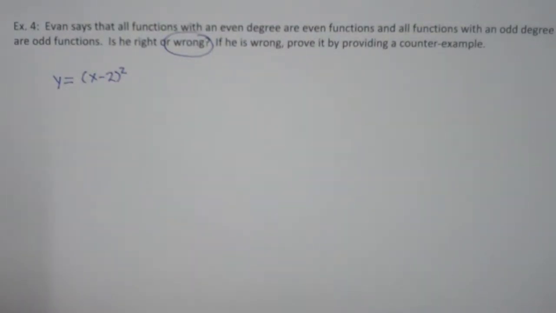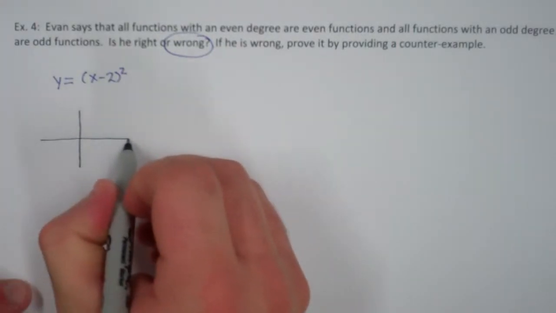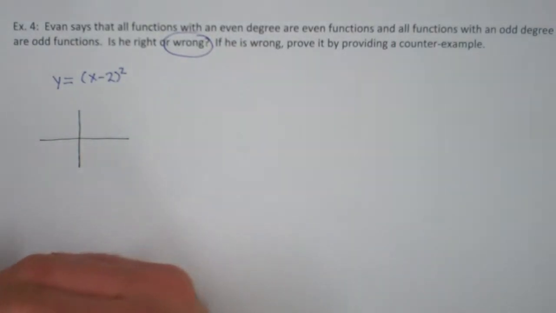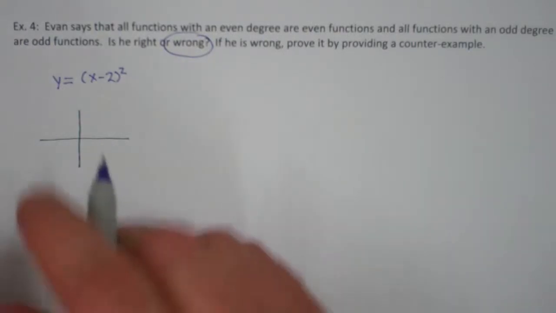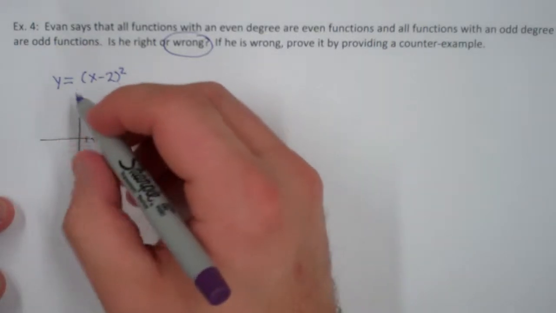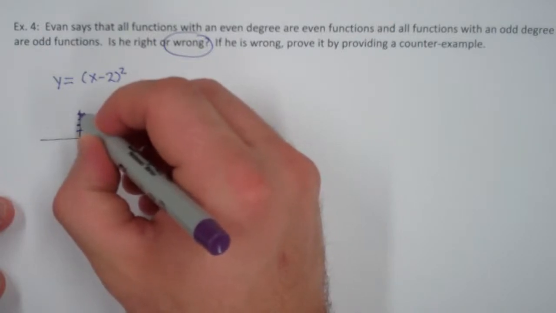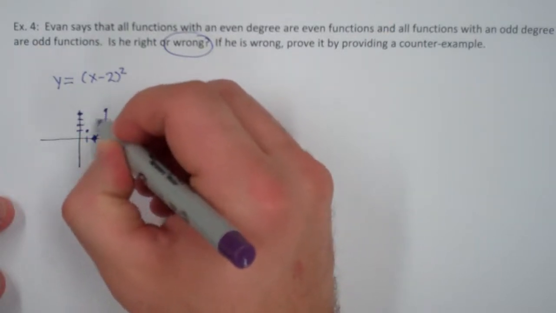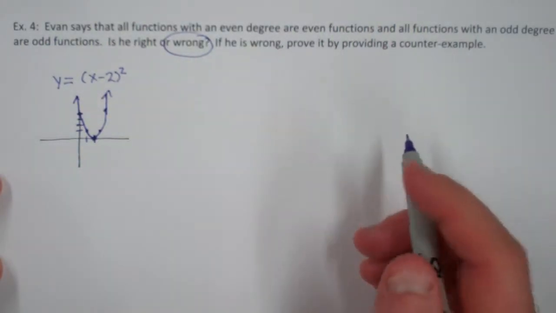So if you graph this thing, we'll make a quick graph of it here. What this is going to look like is a parabola that's shifted to the right by 2. So there's the vertex. 1, 1 would be right there. 2, 3, 4, another one there, and so on. Hopefully that's big enough for you guys to see.